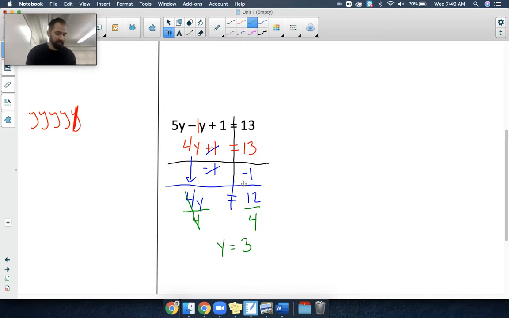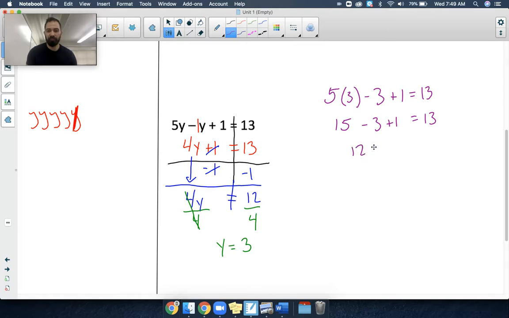Let's check it out to make sure we did it right. We have 5 times y, but y is now 3. Minus y, but y is now 3. Plus 1 equals 13. Well, 5 times 3 is 15, minus 3 plus 1. 15 minus 3 is 12, plus 1. 12 plus 1 is 13. 13 equals 13. It proves that y equals 3.